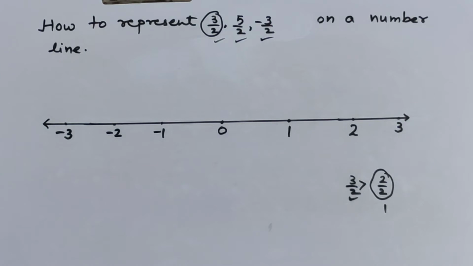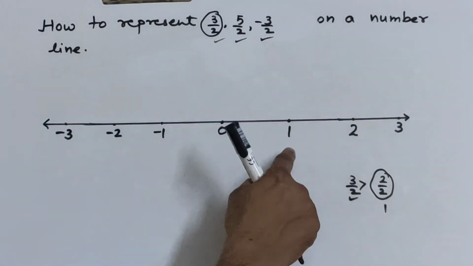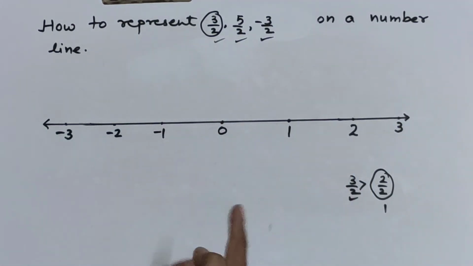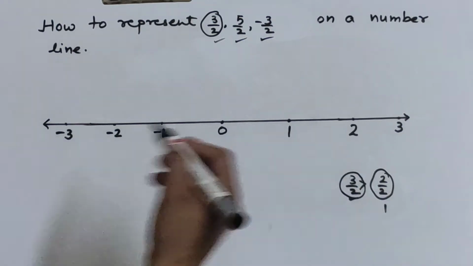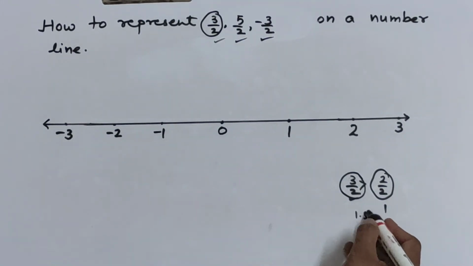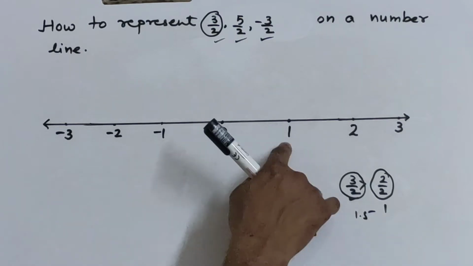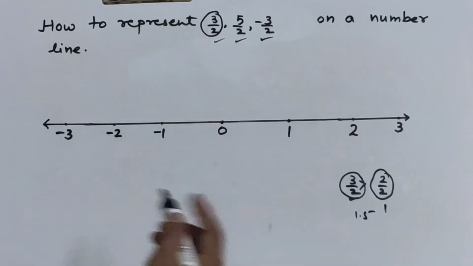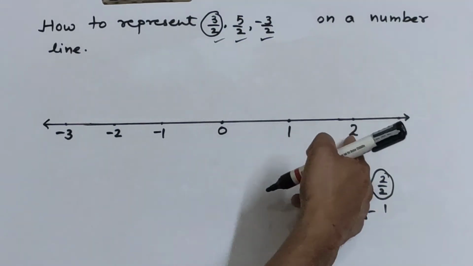Okay, so this number will lie between 1 to 2, because when you take half of 3 upon 2, meaning half of 3, that gives us 1.5. So 1.5 will come between 1 and 2. Okay, so your number 3 upon 2 will lie between 1 to 2.